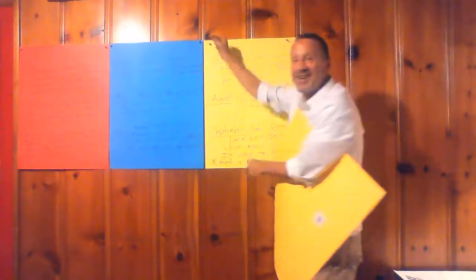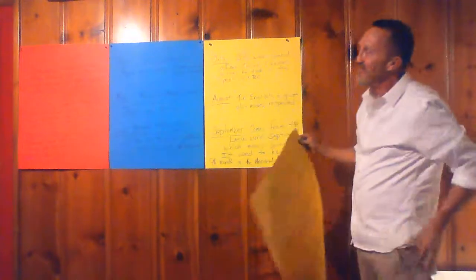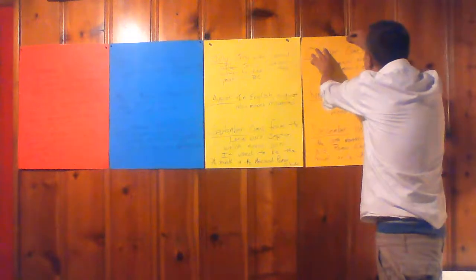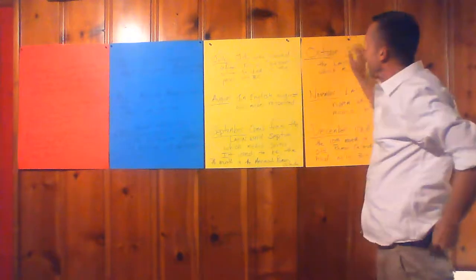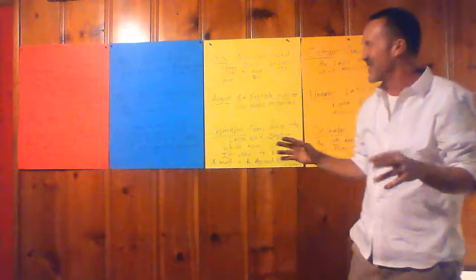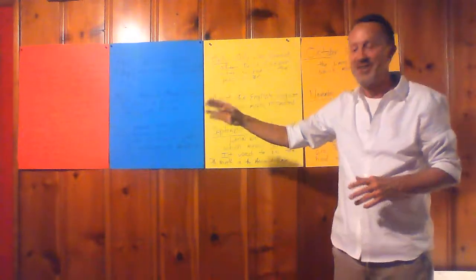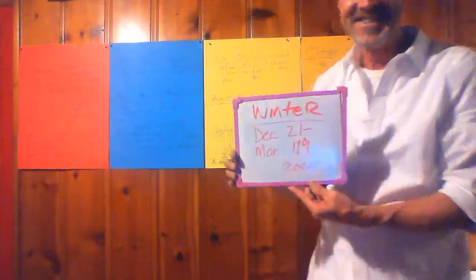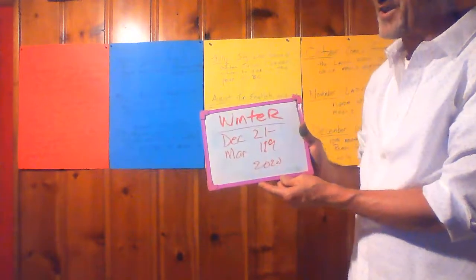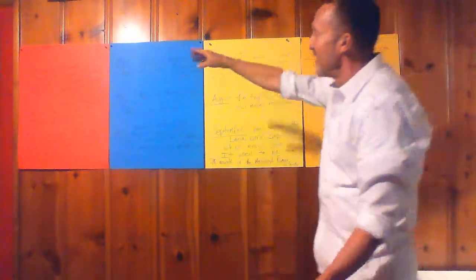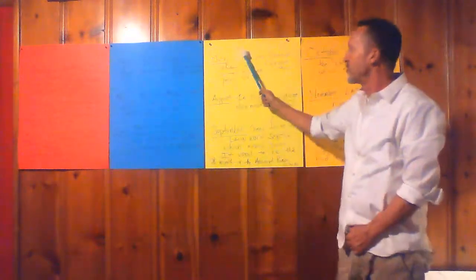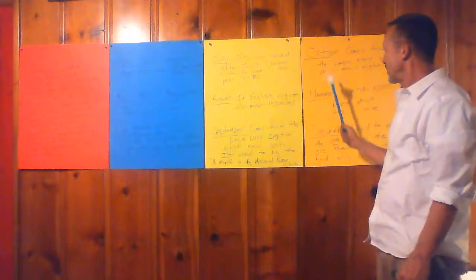I also color-coded these because I figured that they were seasonal. So what I did was, let's go back to where we were. January, February, March, those are basically your winter months, okay? Winter really begins December 21st and ends March 19th. So you have January, February, March, April, May, June, July, August, September, October, November, December.